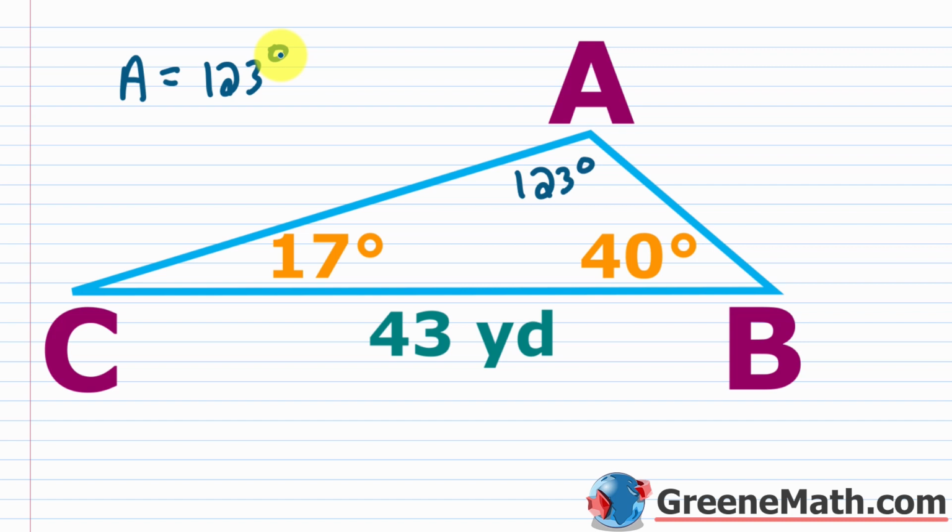And then you want to figure out the length of this side right here. It's opposite of angle B. So we'll call this length lowercase b. And then over here, the length of this side, remember this is opposite of your angle C. So the length right here, we'll call this lowercase c. So let's take this piece of information, the measure of angle A, which is 123 degrees, and the length of this side right here, again, you can call that lowercase a, that's 43 yards.